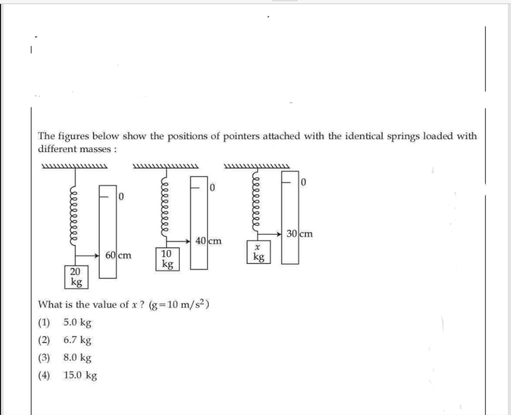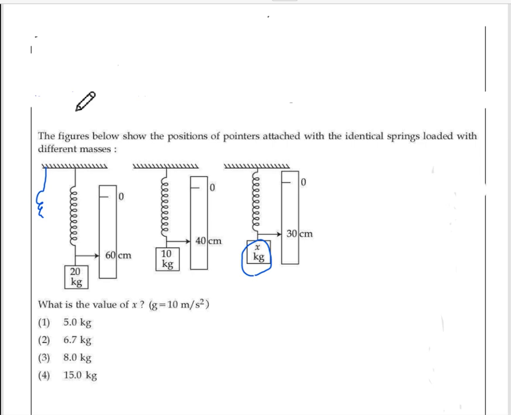In the figure shown, this question is saying that different masses are loaded on the same identical spring. When 20 kg is loaded, the spring will be stretched by 60 centimeter, from 0 to 60 centimeter. When it is 10 kg, it will be stretched to 40 centimeter. Here the mass is not given, but the question says it will be stretched to 30 centimeter. So we will apply Hooke's law and solve the question according to that.